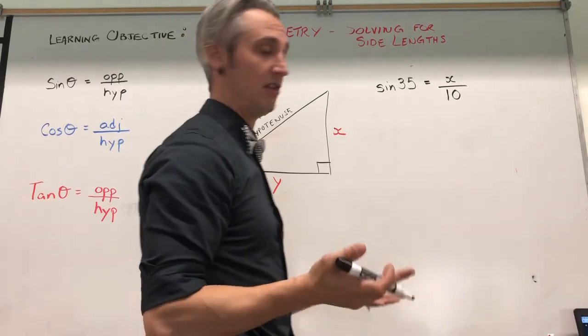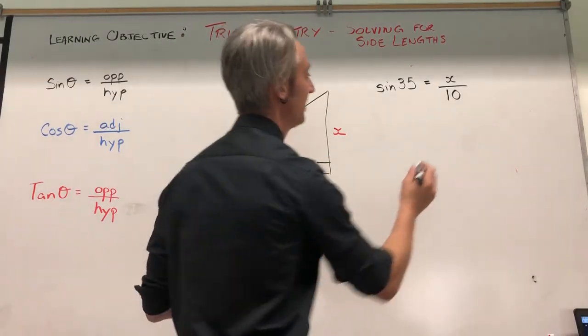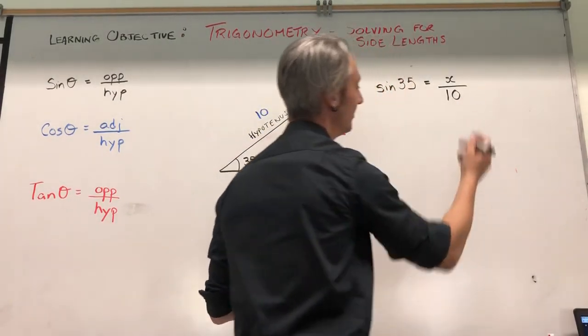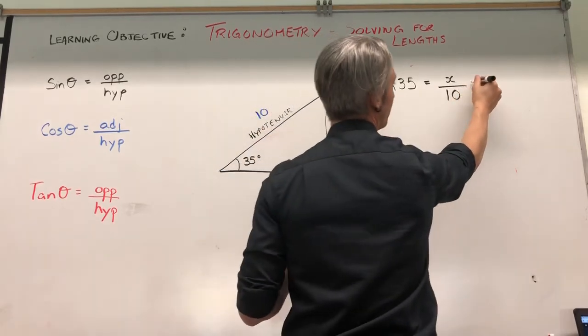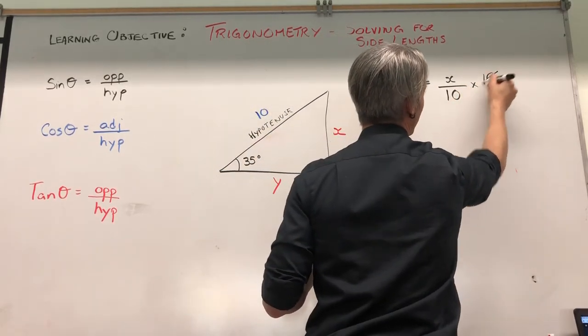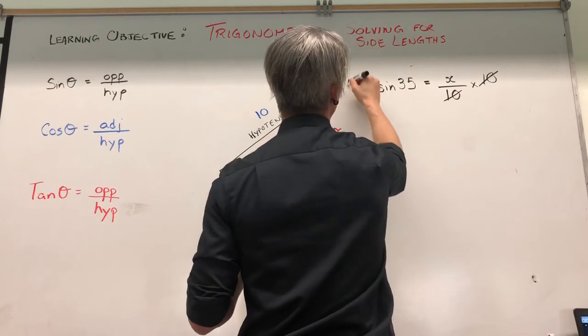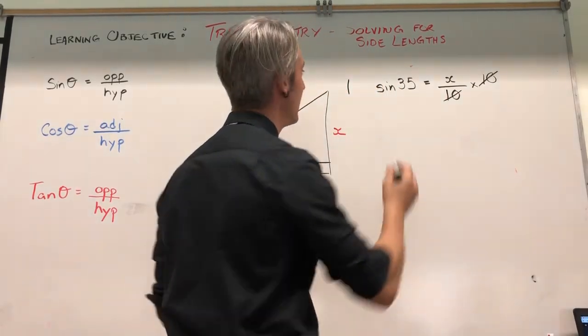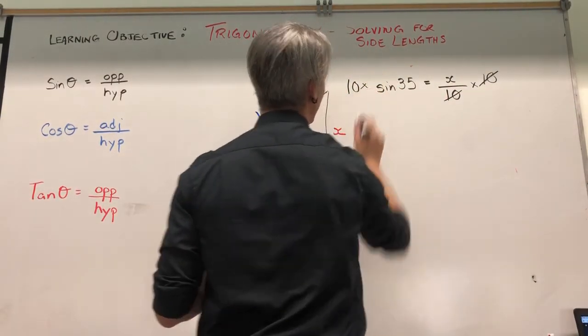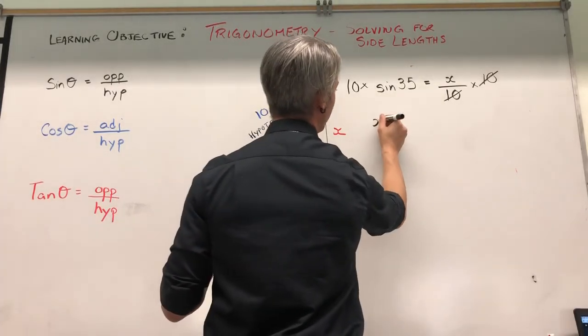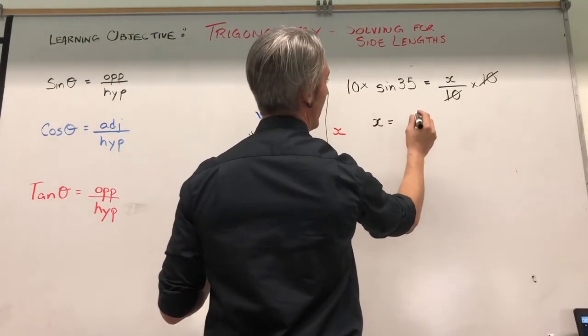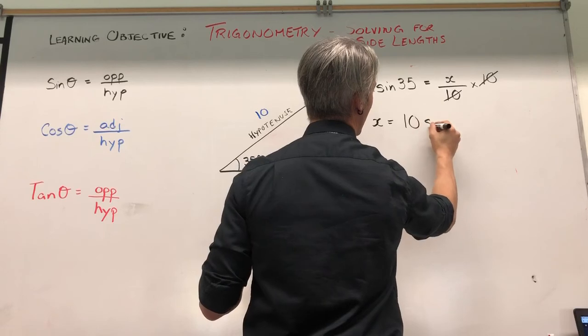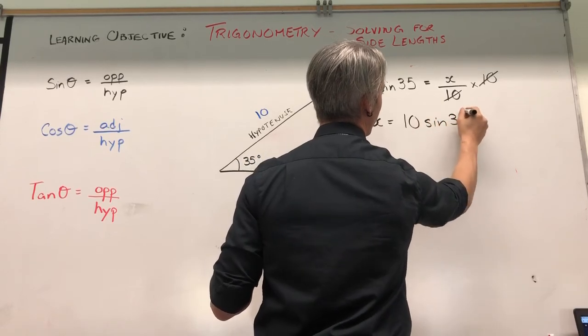And now I just have to solve for x. So how do I solve for x? Well, first I want to get rid of this 10 down here. The opposite of something being divided by 10 is multiplying by 10. So I multiply by 10 here, these go away, and then what I do to one side of the equal sign, I have to do to the other. So now it's 10 times this side. So that simply means that x is equal to 10 sine of 35.